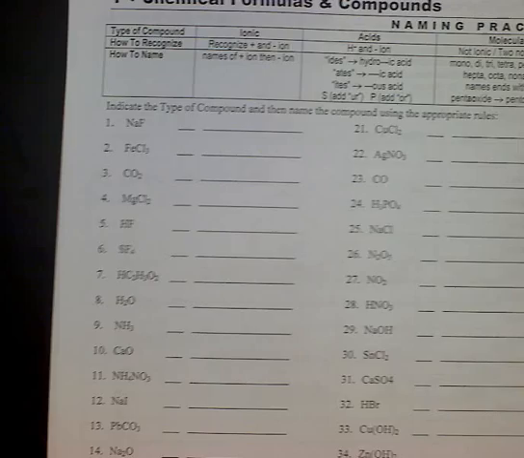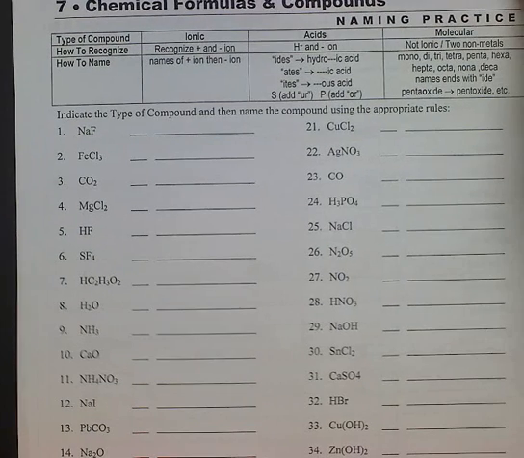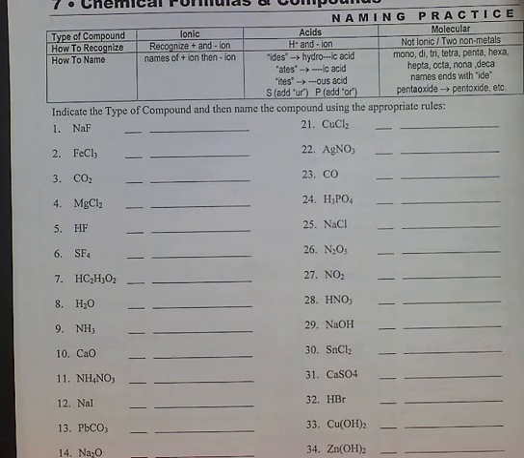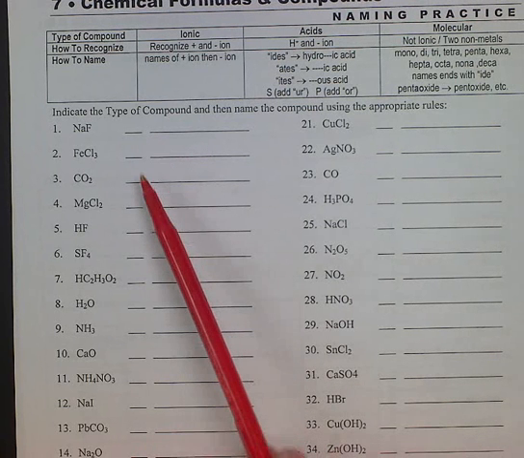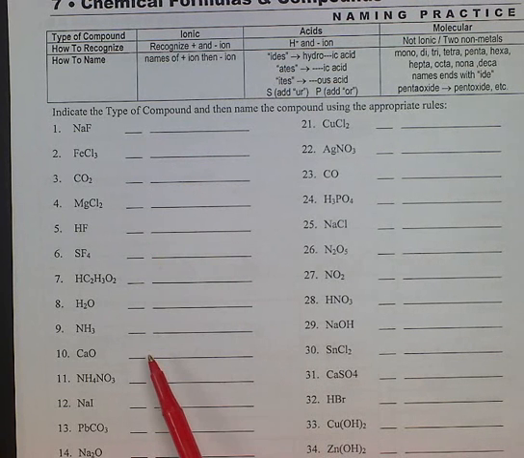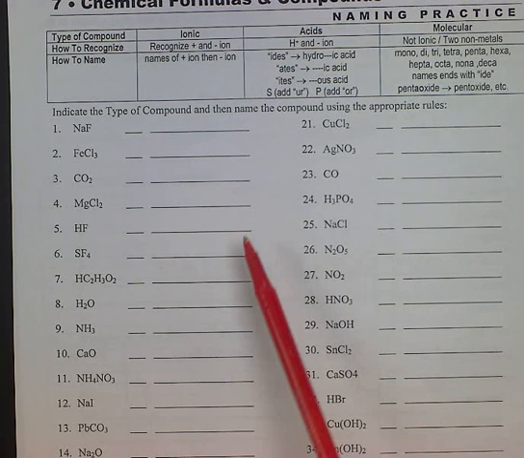On the back side of this worksheet, what I'd like you to do is to complete the back side with the type of compound that it is, ionic, molecular, or acidic, and then writing down the name for them.